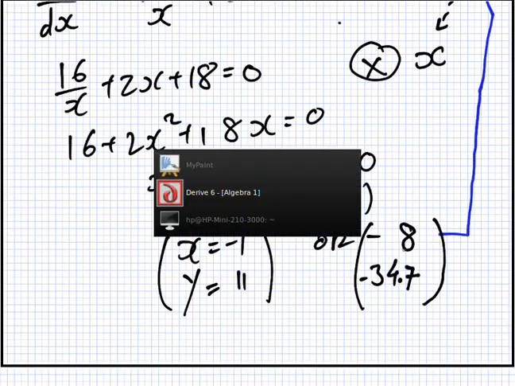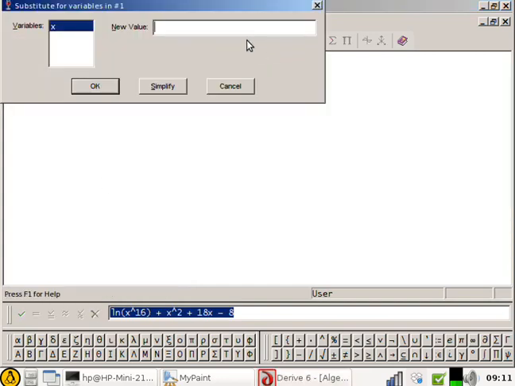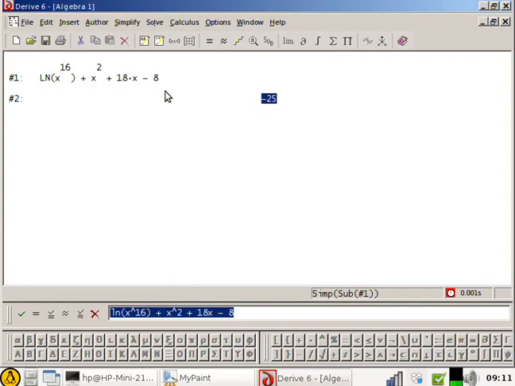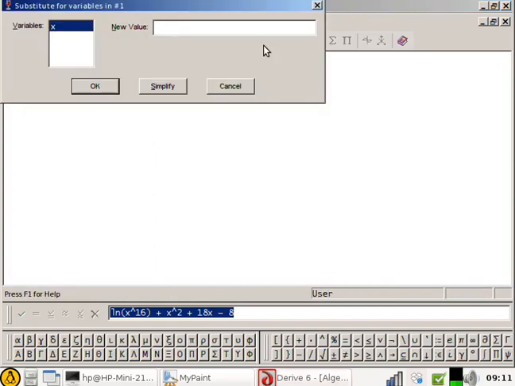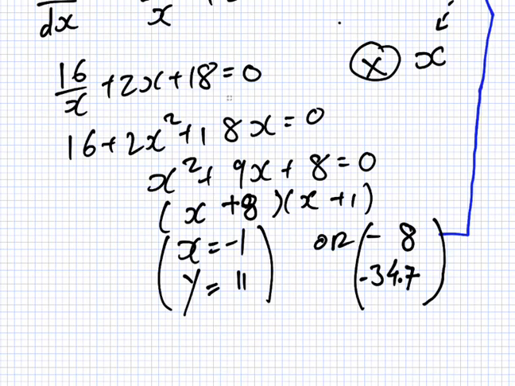Minus 34.7. Yeah. So this is V. Better type it in. Okay, well, can you at least read out the original function for me? What was it? Log x power 16 plus x squared, plus 18x, minus 8. What was my first answer for x? Minus 1, was it? So I got that, minus 25. And then, what was my second answer for x? Minus 8, thank you. And I get, as a decimal, minus 54. So I have minus 25 and minus 54.